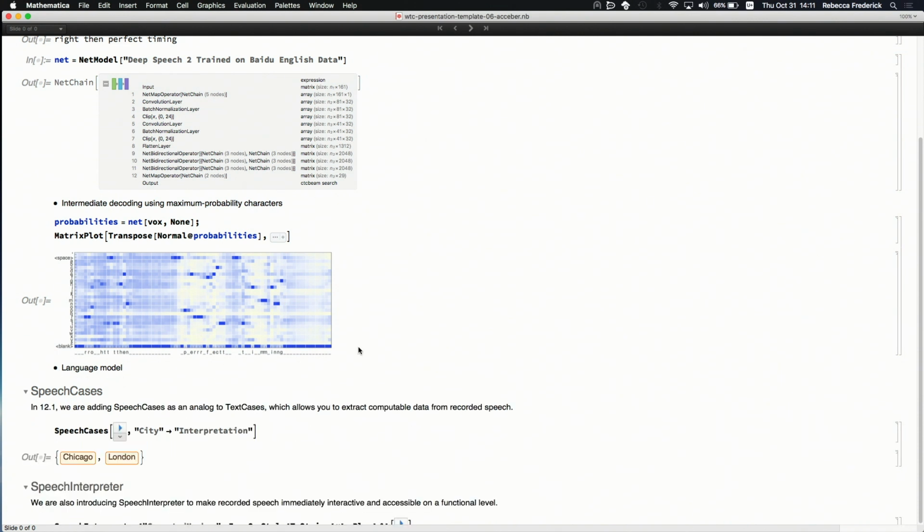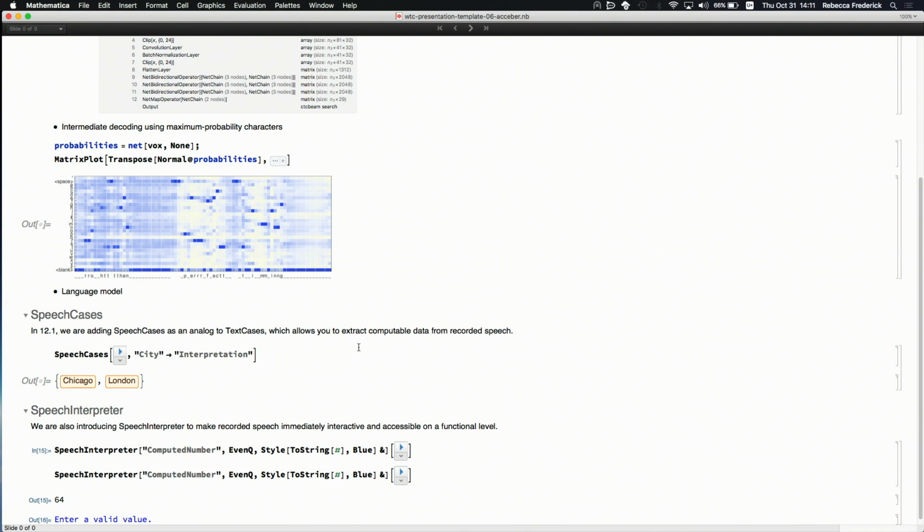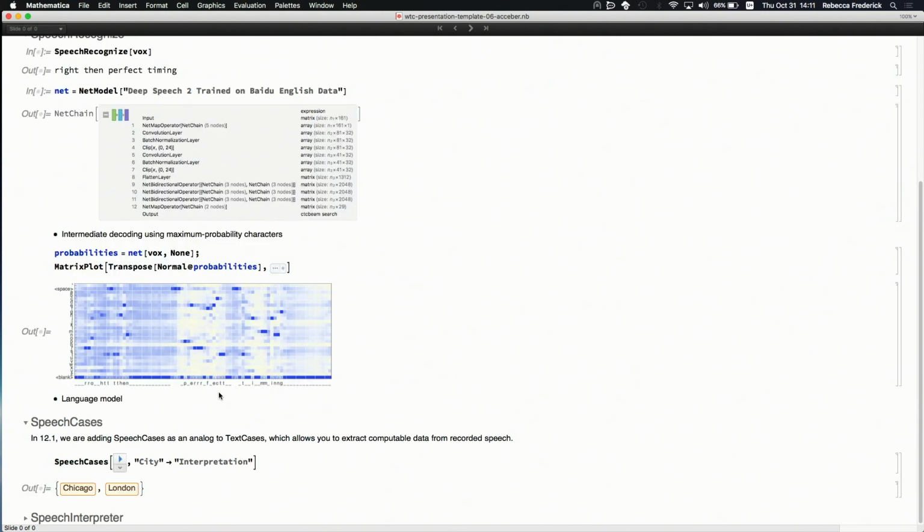We also have and are adding some more functions for high-level speech understanding. So in 12.0, we introduced functionality for transcribing spoken inputs. This is speech recognize. It uses the DeepSpeech 2 network, which was trained with a CTC loss.